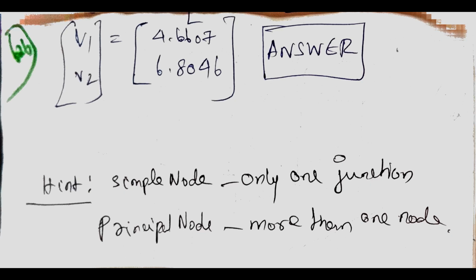Models of circuits were explained before in this video. That is the nodal voltage method, useful for the syllabus. Kindly use this method for DC circuits. A simple node is only one junction. A principal node is where more than one branch meets, that is a hint.